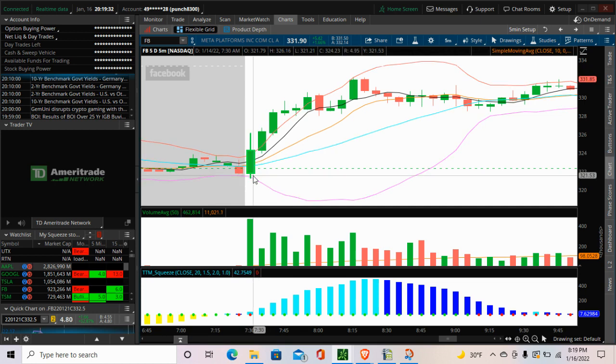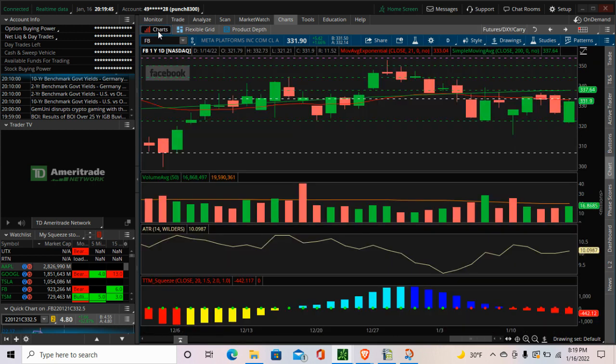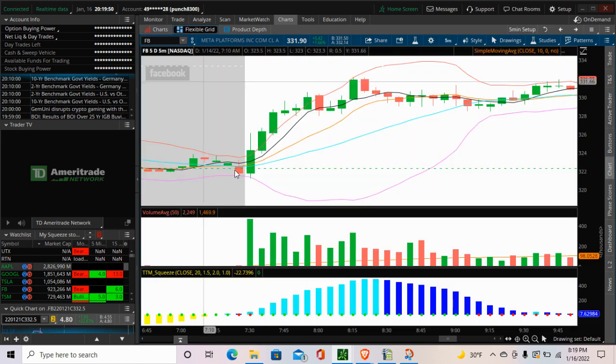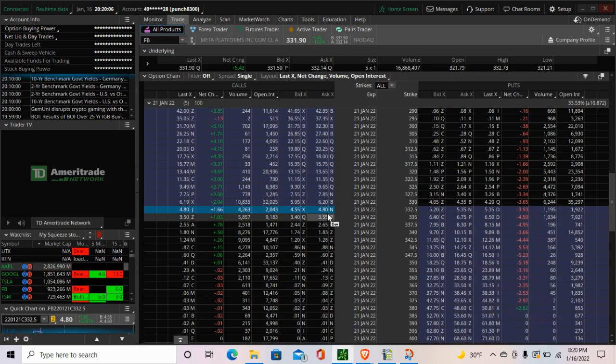So let's just say the price would open here at 321. I would have bought at the 332 strike because Facebook, if we go back to the daily chart, has a 10-point ATR. So 10 points from 321 is 331, but Facebook doesn't have a 331 strike. If you go into the trade for Facebook, you can see here it's increments of $2.50. So you'd have to buy the 332 or the 330.